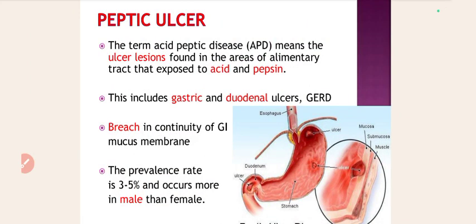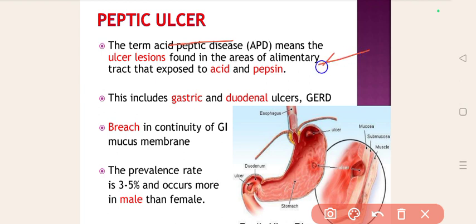Today we are going to talk about the peptic ulcer. The peptic ulcer, also called acid peptic disease, means the ulcer lesions found in the areas of the alimentary tract.